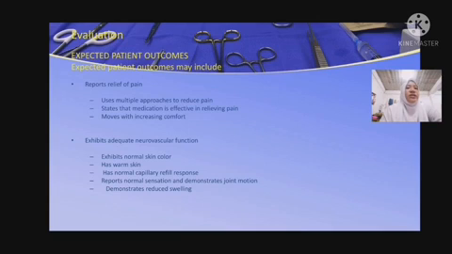For the evaluation, expected patient outcomes may include: reports relief of pain, uses multiple approaches to reduce pain, states the medication is effective in relieving pain, and moves with increasing comfort. The next evaluation is to exhibit adequate neurovascular function: exhibits normal skin color, has warm skin, has normal capillary refill response, reports normal sensation and demonstrates joint motion, and last, demonstrates reduced swelling.